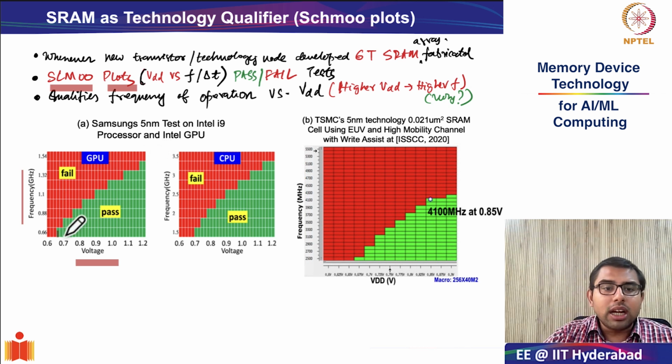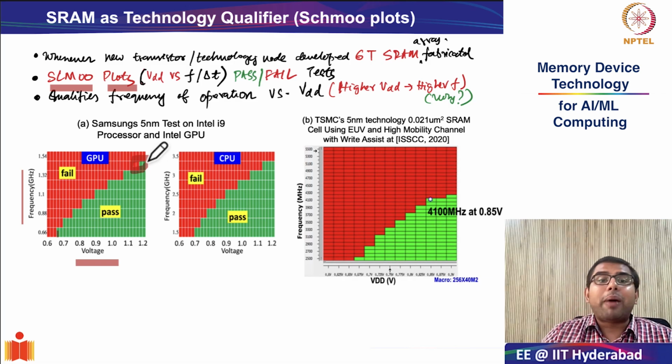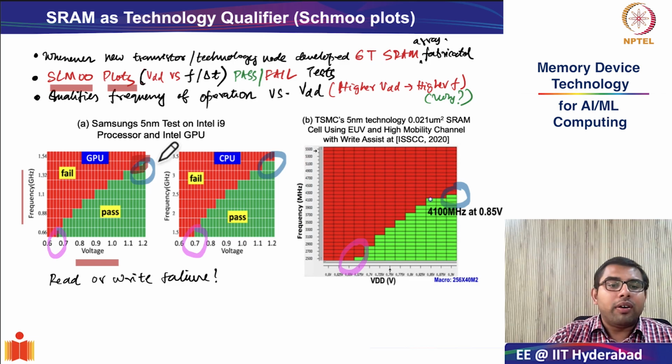Of course, as you can understand, at higher frequencies you will require higher operational voltages. This is because at higher frequencies you would want your transistor to respond much faster. And how do you respond much faster? By applying higher drive current. Another very interesting thing to notice here is that the failures happening in the low voltage regime and the high frequency regime are entirely different in nature.